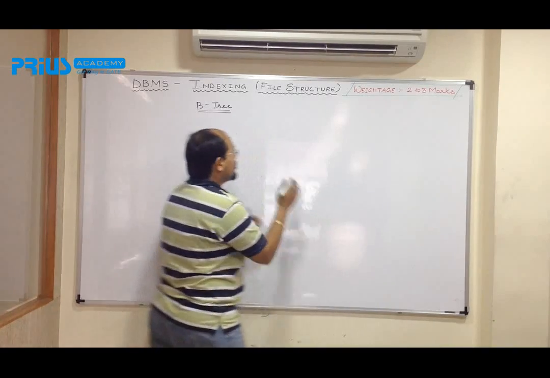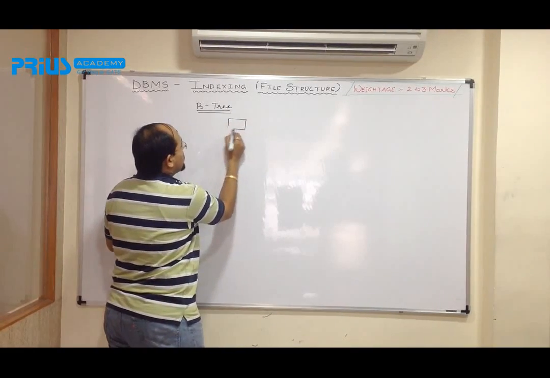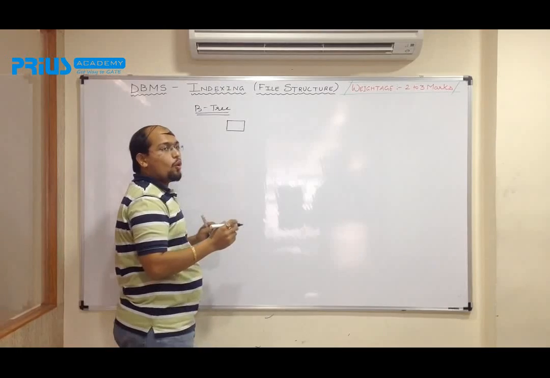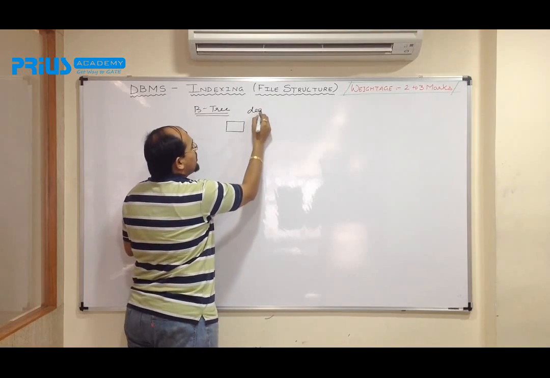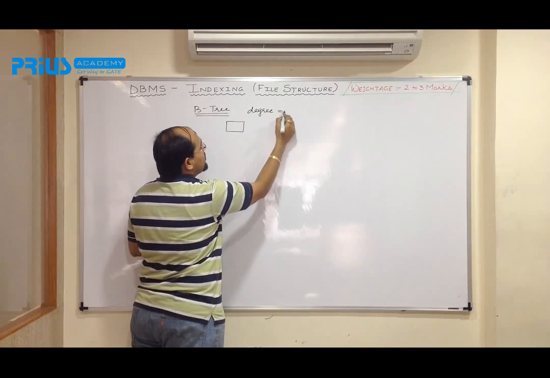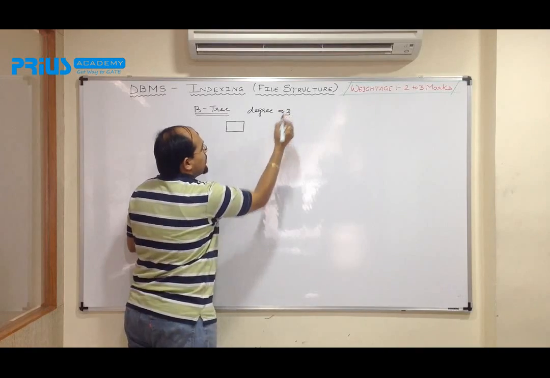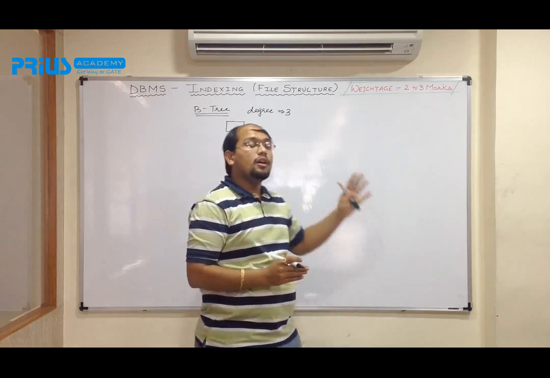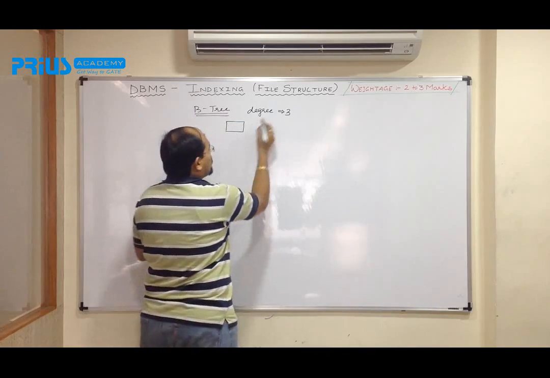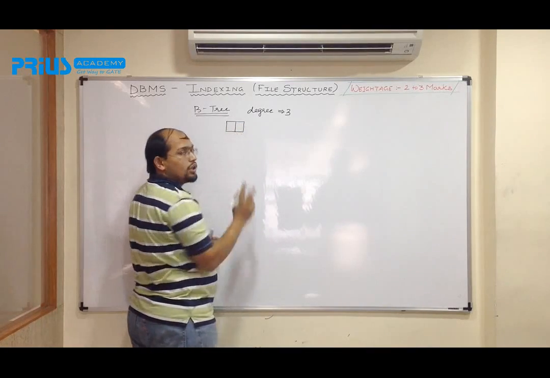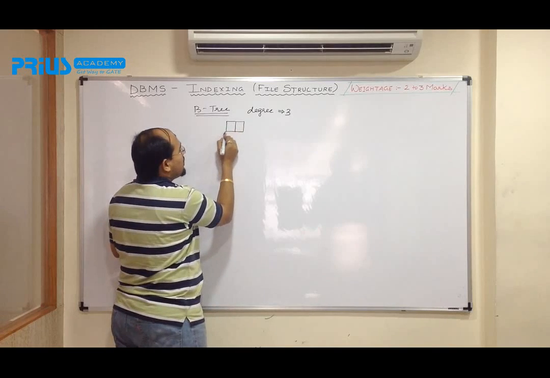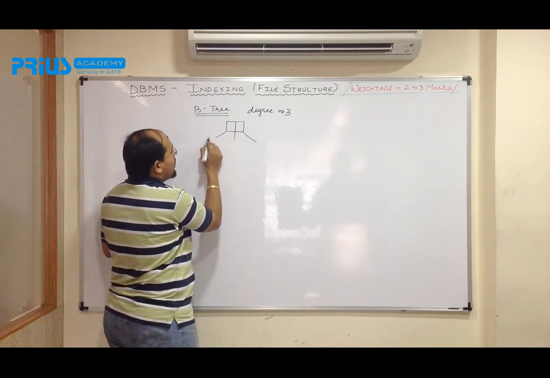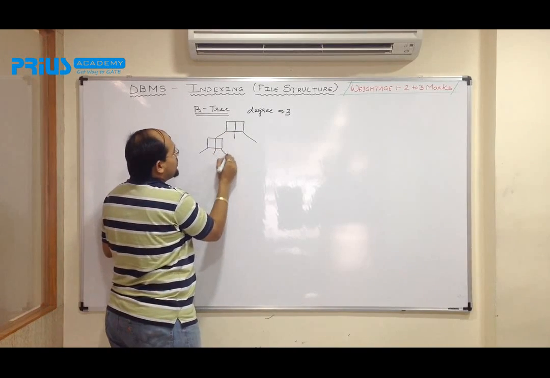in the leaf node. So if this is the root, and if I am considering the order, okay, so what is the degree of a tree? Let's say degree is equal to 3. Degree is the maximum number of child pointers that can come in a particular block. So if degree is 3, that means I can have only 2 key values. Let's say these are the 2 key values. Again I have degree 3.